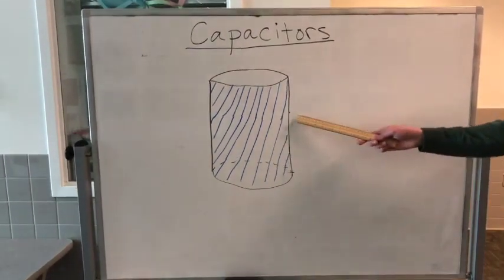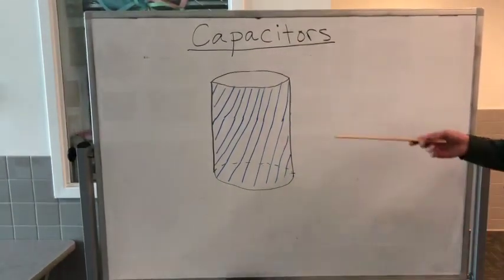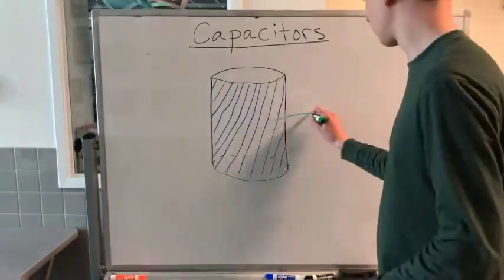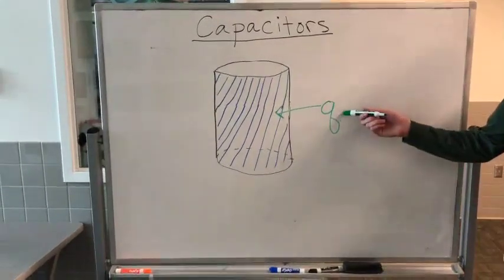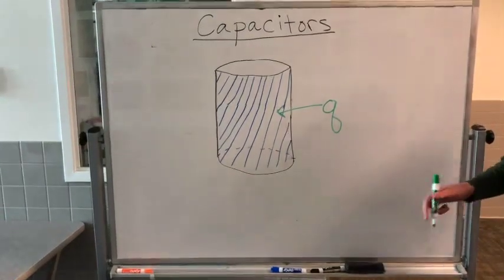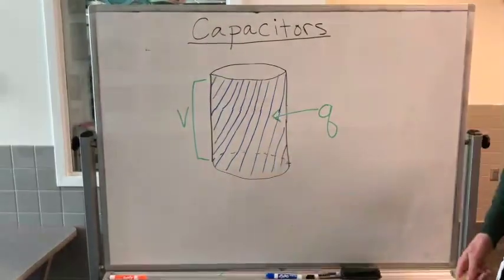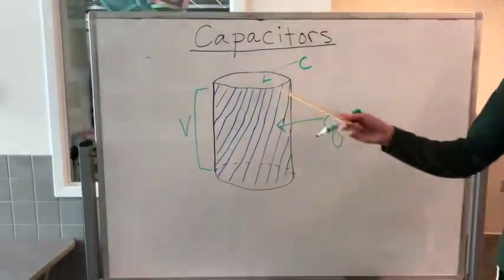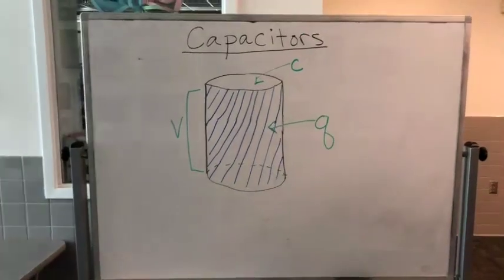So here we have a water bucket, and it's completely closed, so the water can't go anywhere. The water is not going to leave. In this analogy, the amount of water represents the amount of total charge in the capacitor. The height of the water represents the voltage of the capacitor. And the cross-sectional area of the water represents the capacitance of the capacitor.